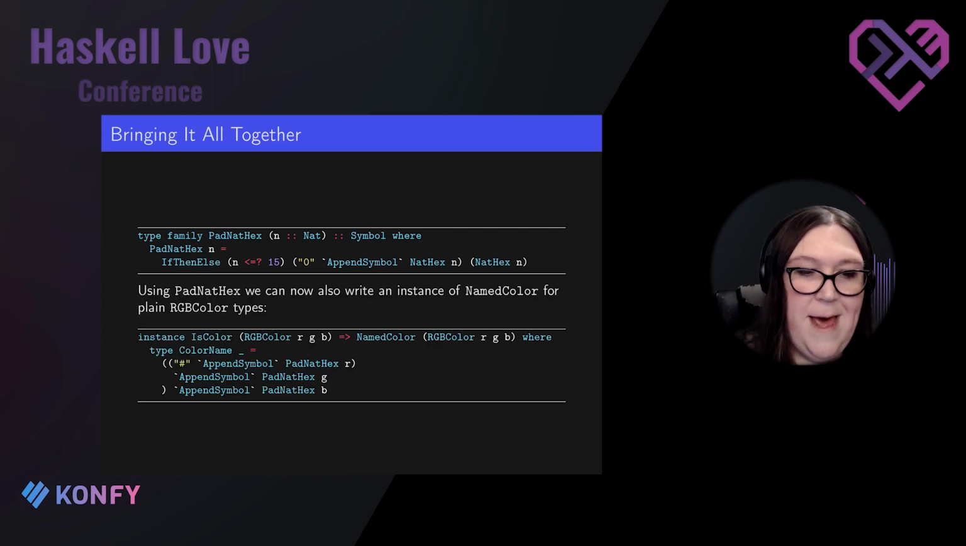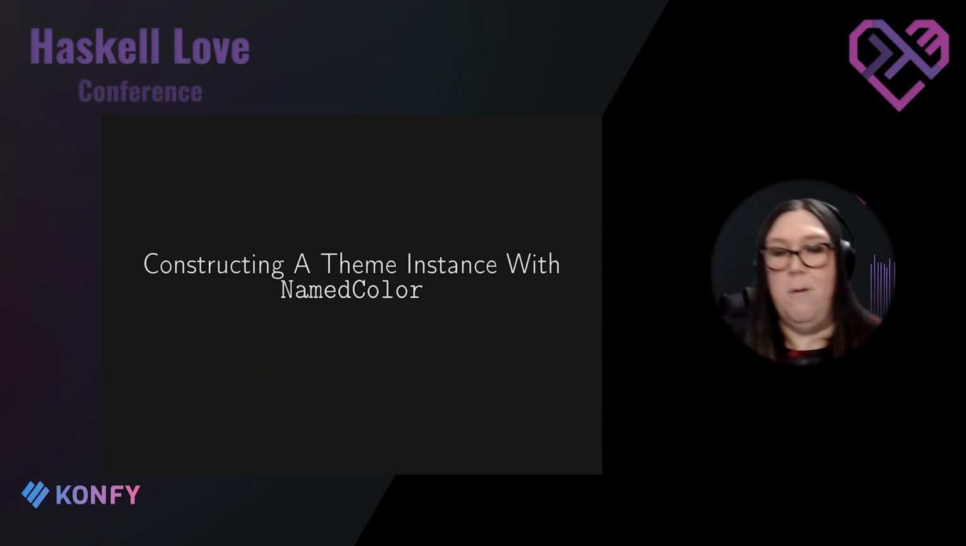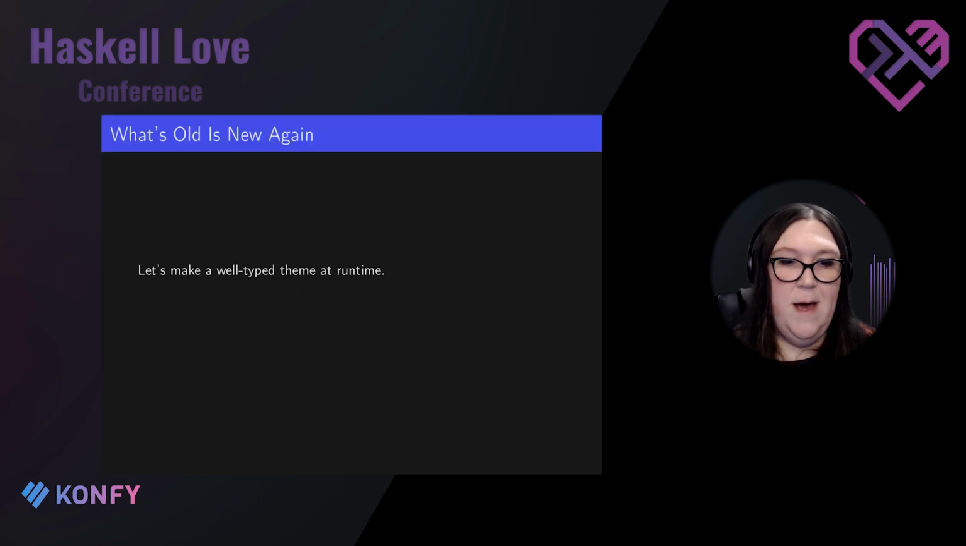And then we can implement IsColor by taking each of our color channels, generating a padded hex digit, smushing those all together and adding a hash mark to the front of it. And now we have named RGB colors. Let's actually do something with it. So we have these named colors.